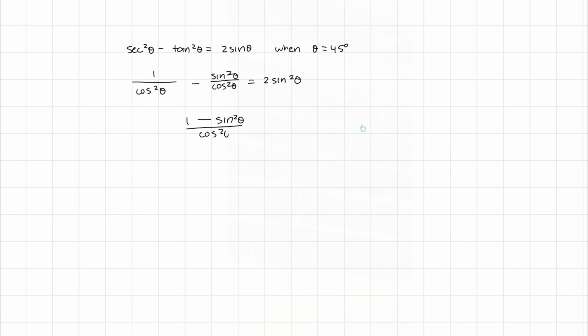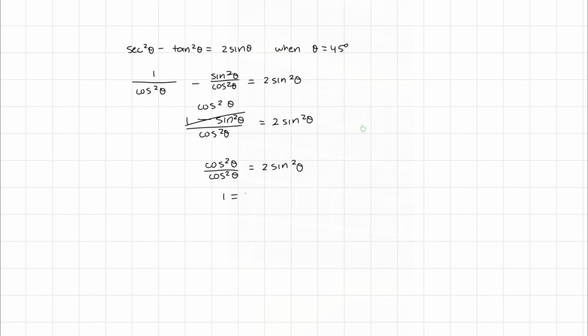Secant squared theta minus tan squared theta is equal to 2 sine theta, when theta is equal to 45 degrees. Let's see if this is true. So 1 over cosine squared theta minus sine squared theta over cosine squared theta, is that equal to 2 sine theta when theta is 45 degrees? When we combine this, 1 minus sine squared theta over cosine squared theta, and replace 1 minus sine squared theta with cosine squared theta, we get 1 is equal to 2 sine squared theta.